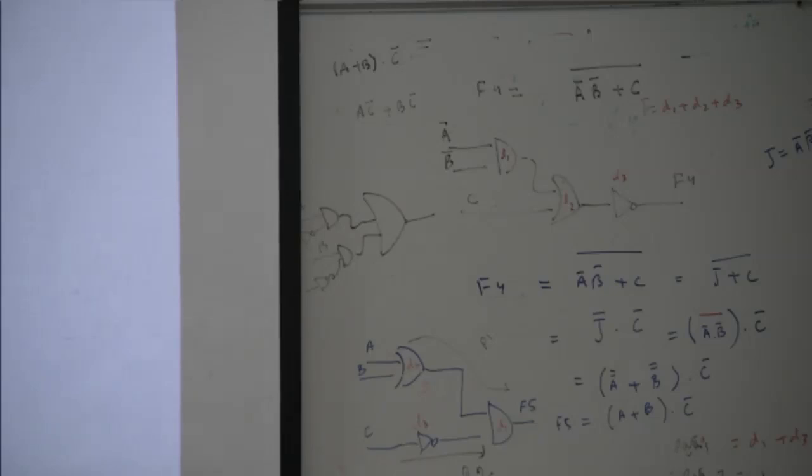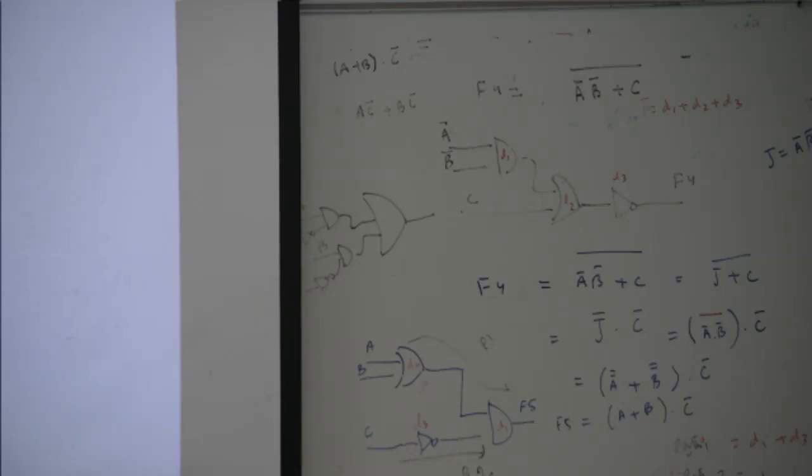So now if you look at the universal gates, NAND gate. These are 2 universal gates. We call these the universal gates, NAND gate or NOR gate. NAND gate and NOR gate are called universal gates.